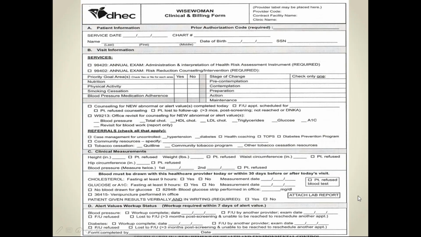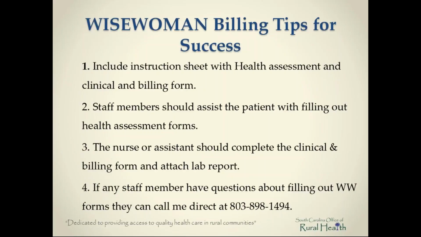Okay, so next slide, talking about tips for success. Include the instruction sheet with the health assessment and clinical and billing forms. I realize that some providers may allow the patient to fill out the health assessment form by themselves. If this is the case, include the instruction sheet that we have that goes along with it. We have step-by-step instructions telling the patient how to fill out these forms.